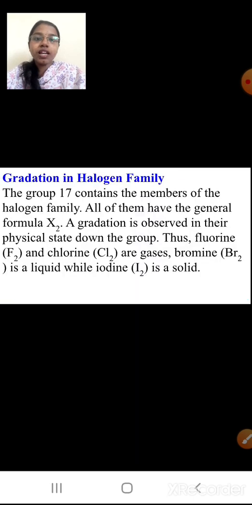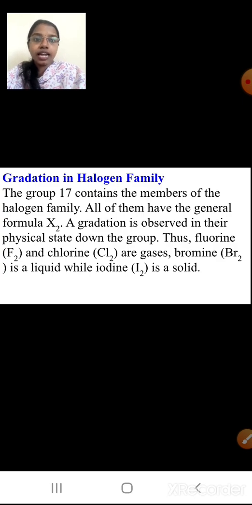Okay, now gradation in the halogen family. In group 17 you will see all halogens are there. We call those elements halogens. Now the group 17 contains the members of the halogen family. All of them have the general formula X2. How do we write them? Starting with fluorine F2, chlorine Cl2, bromine Br2, and iodine I2. So all these halogen family elements have the general formula X2.